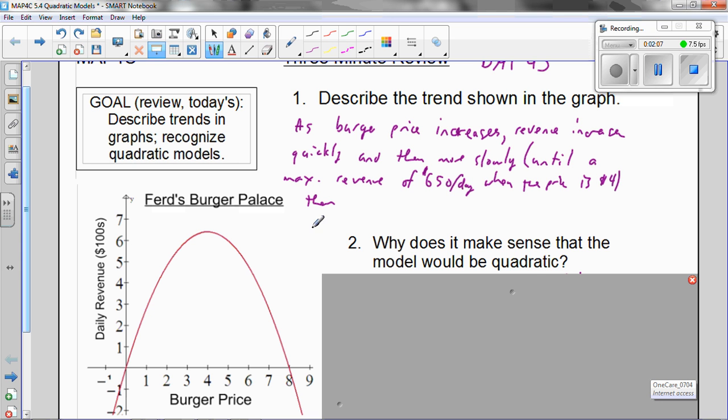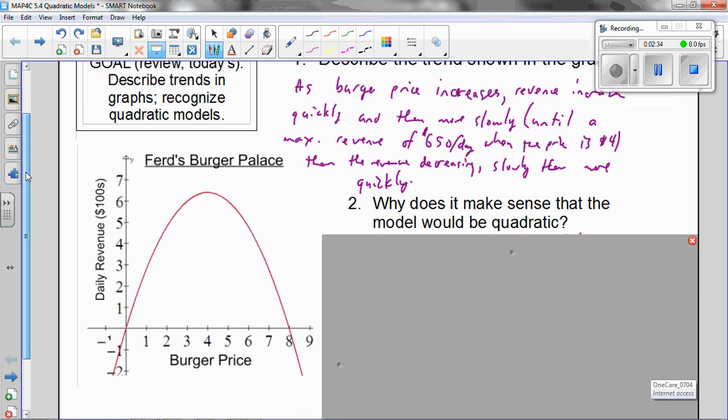Then the revenue decreases slowly and then more quickly, right? Starts decreasing. Good. Maybe that's more detailed than we need. That's certainly a level 4 type answer.